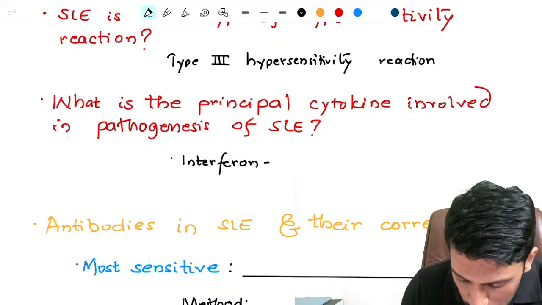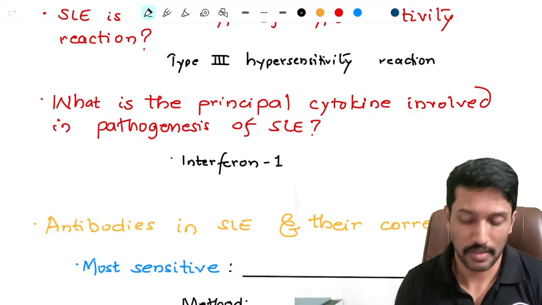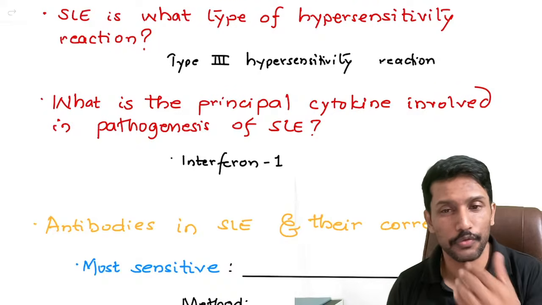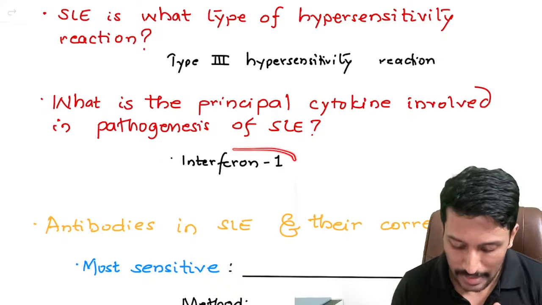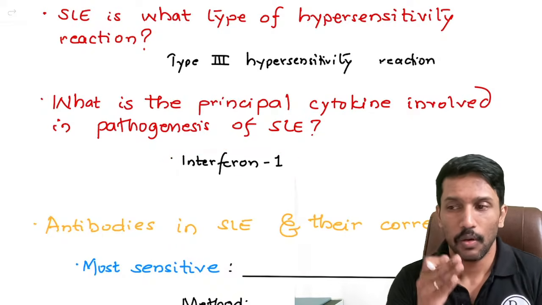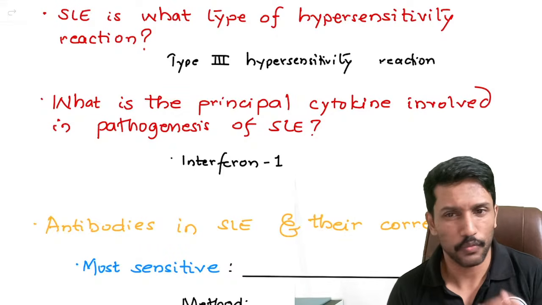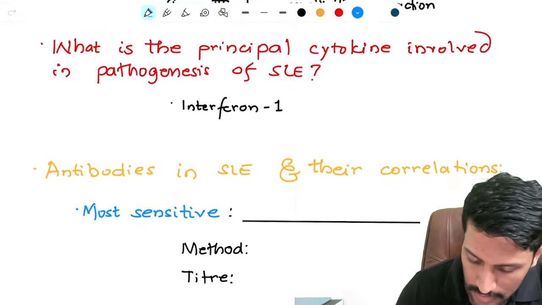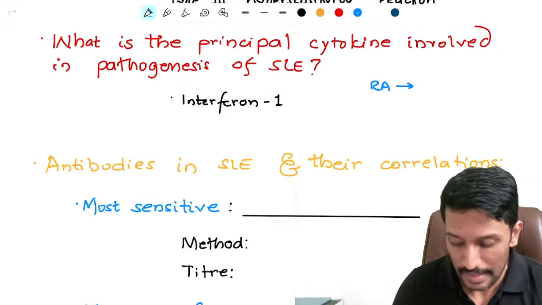Why am I stressing on this? Because going forward, when we are going to treat a patient of SLE, this becomes our target. If you kill the commander, the enemy army has to surrender. So same here, we have to inhibit interferon 1. And for that matter, I want you to remember what the principal cytokines are in various rheumatological disorders. For example, we have now studied SLE, it is interferon 1. If you talk about rheumatoid arthritis, the principal cytokine is TNF alpha.